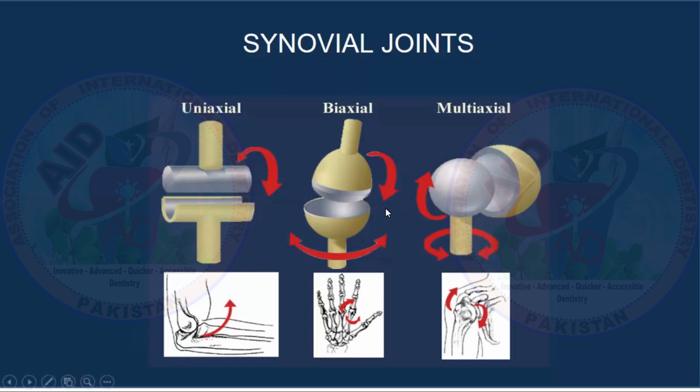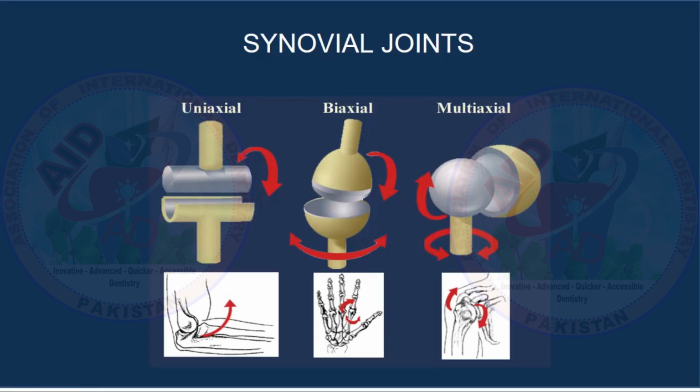Now is the biaxial. Biaxial has a socket which gives the movement right and left. Second, your joint can move down and up. You can have the round movement as well, and the right and left movement as well. This is the joint in your fingers. And then is the multiaxial. You see your shoulder joint: you can move in so many directions, and that is the multiaxial joint example.